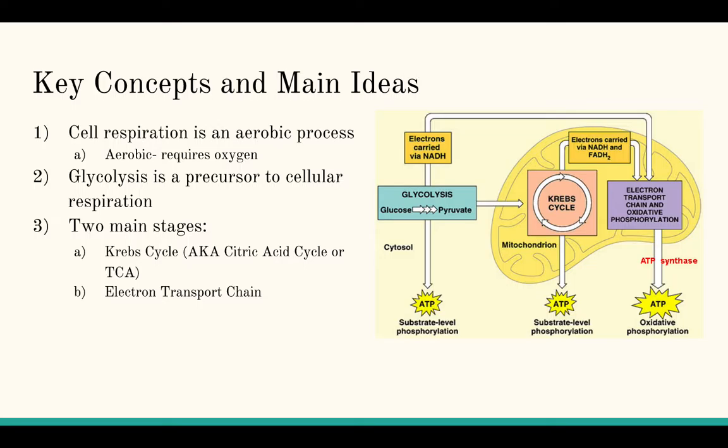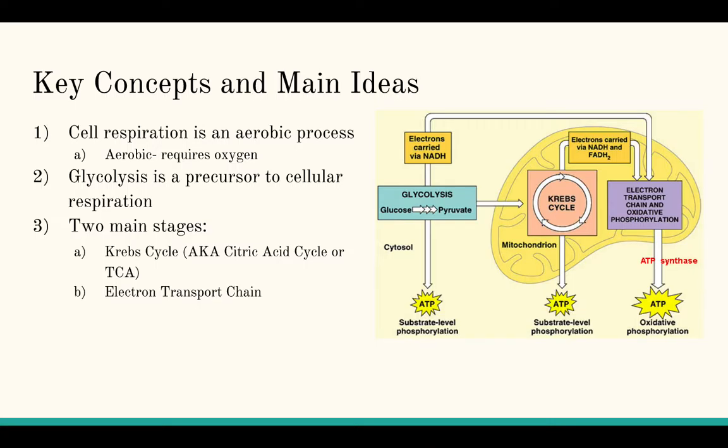Glycolysis has to happen before the Krebs cycle can happen, but it does not happen inside of the mitochondria. So that makes it a very unique process. Glycolysis can happen even when we don't have oxygen or we don't have a mitochondria. And we'll get to that a little bit later. But know that glycolysis is not the first step of cellular respiration. The Krebs cycle is the first step of cellular respiration.